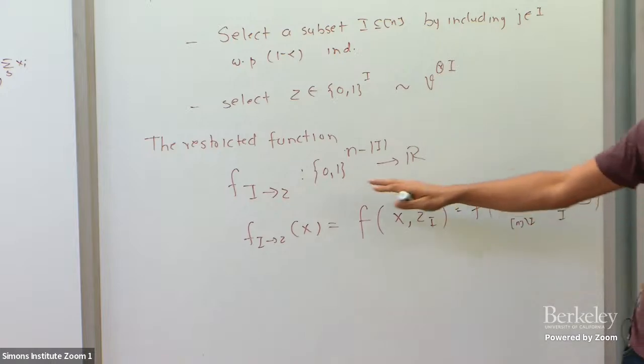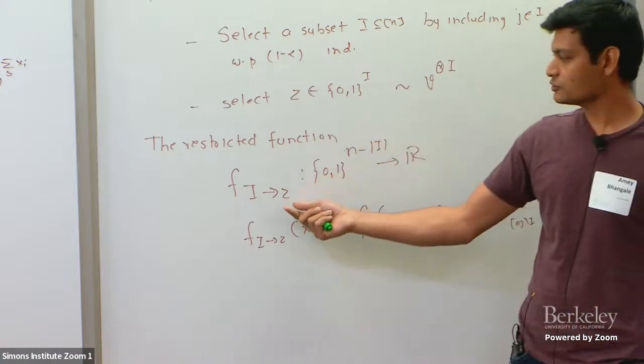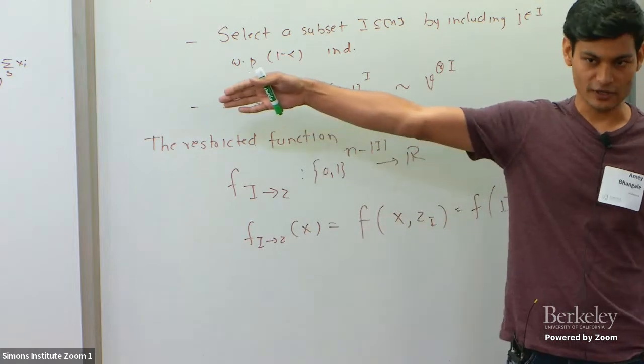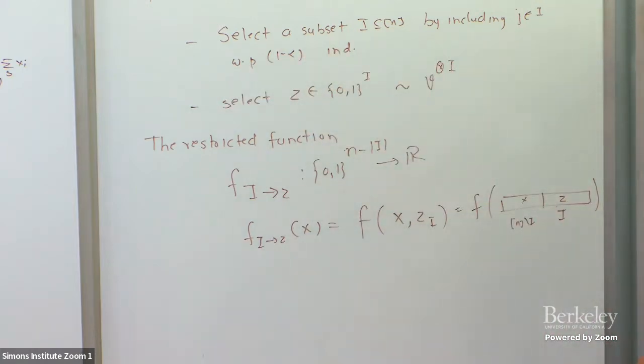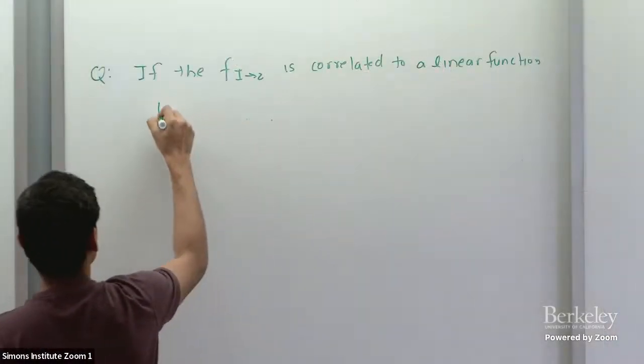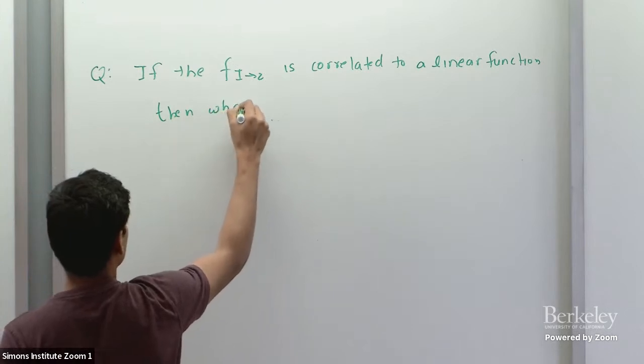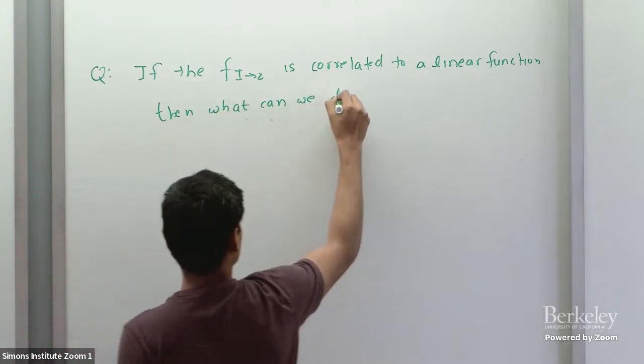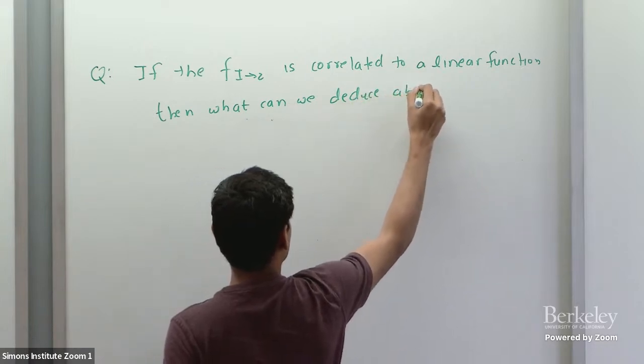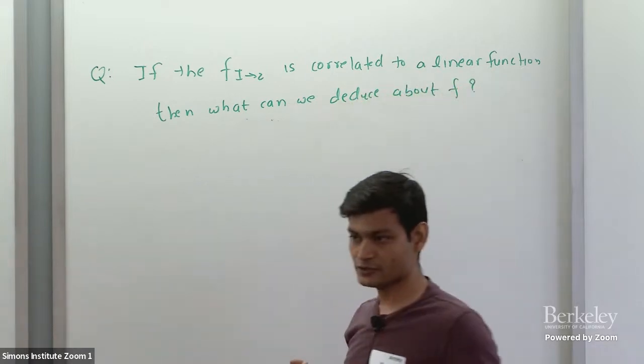And we are interested in understanding the properties of restricted functions. You know, what if we know something about the restricted function? Can we deduce something about the original function? Okay, so let me define the question that we're interested in. If the restricted function is correlated to a linear function, then what can we deduce about f? Okay, so that's the question.